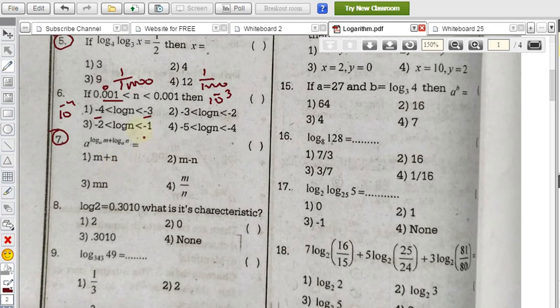So m into n. So a to the power log m into n to the base a. So m into n is the answer.